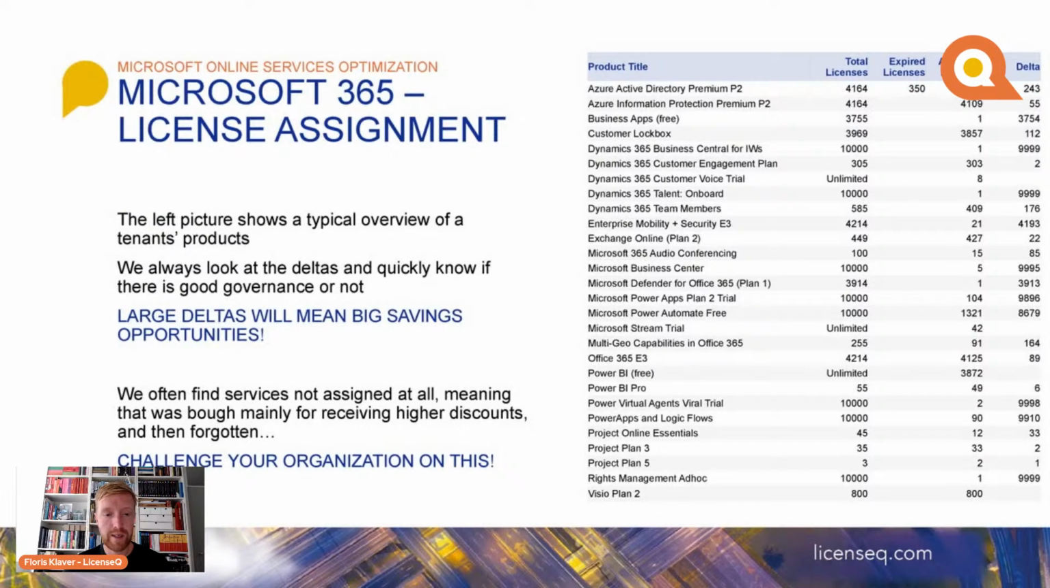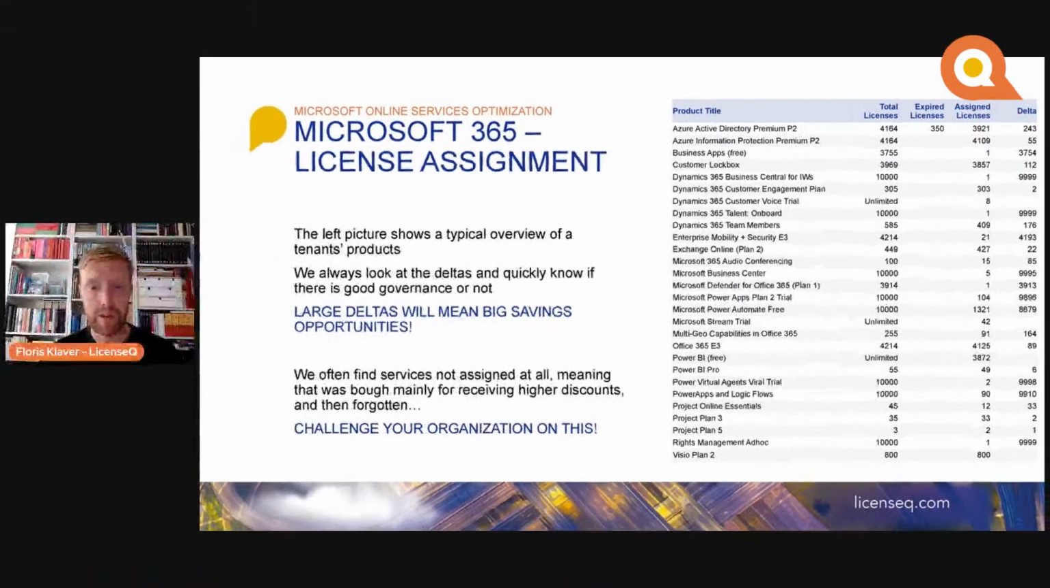So if we start with the easiest, it's very simple. We take the license quantities that you have. We see the optimization potential that you might have by checking the licenses bought versus assigned licenses. That delta is what you want to optimize for. Often, there might be a lot of deltas. And these deltas, you might have forgotten about them, but we won't.